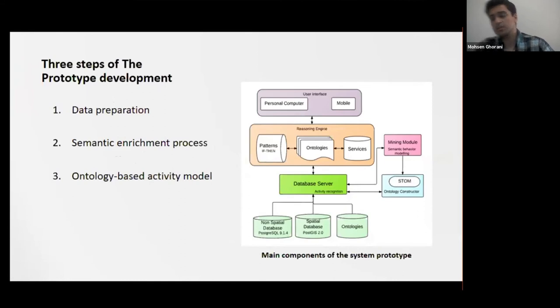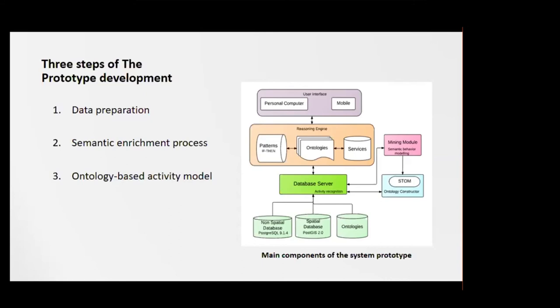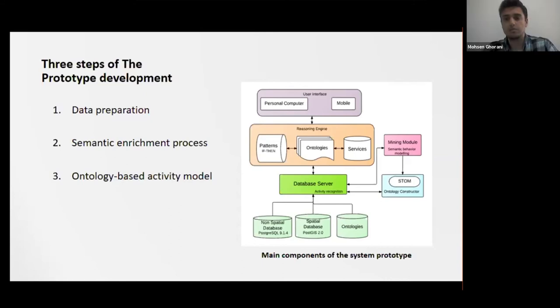Generally, the prototype development consists of 3 steps. The first step is the data preparation, the second step is the semantic enrichment process, and the final step is the ontology-based activity model. The information retrieved from the previous step is used to populate a semantic trajectory ontology model for reasoning the activity type, as shown in the figure. Indeed, the extracted semantic features from the prototype development step are used to populate the semantic trajectory ontology model, and then the reasoning engine is executed in order to classify the activity types.